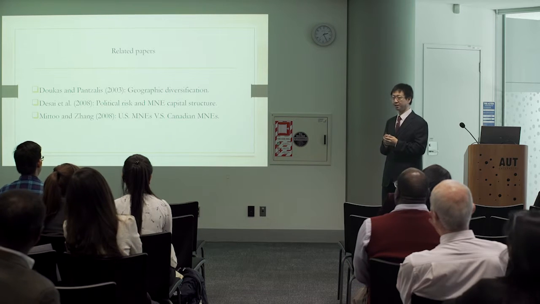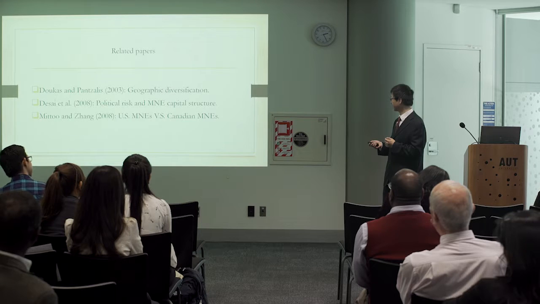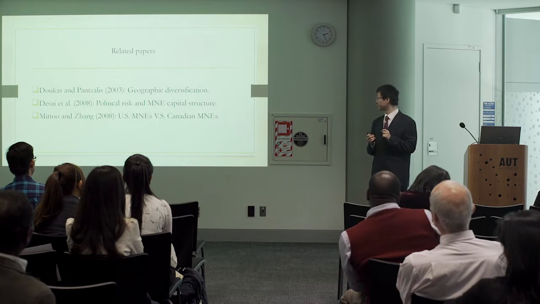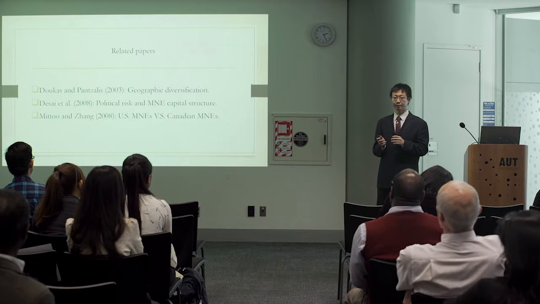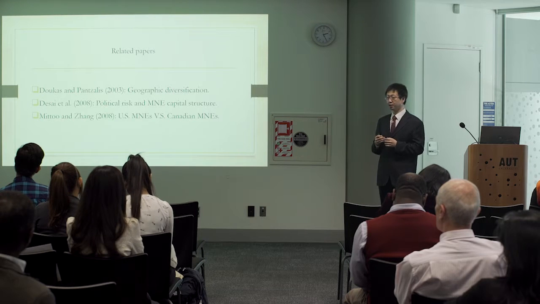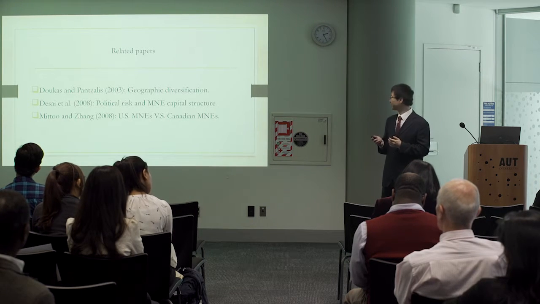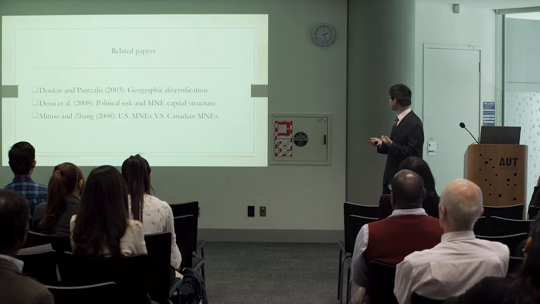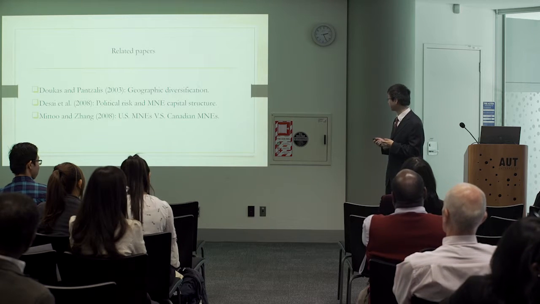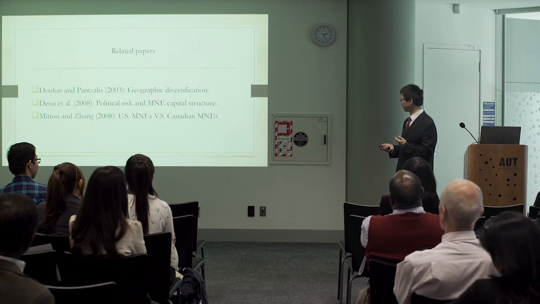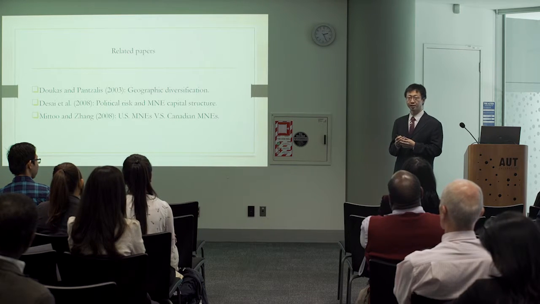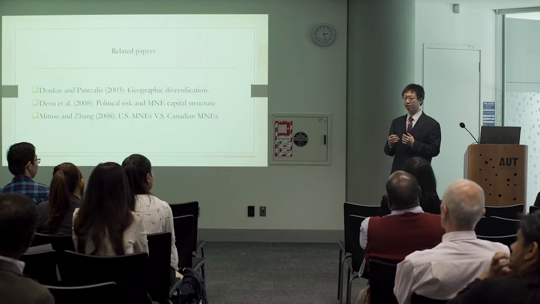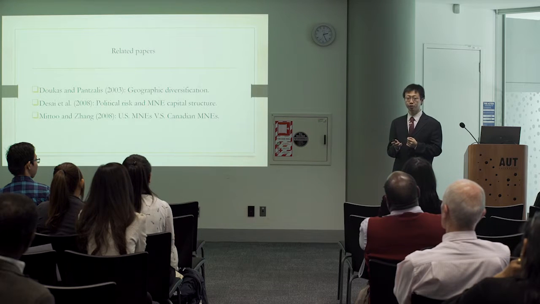And our paper is similar to some other studies, like Dokas and Pantelis. They are looking at geographic diversification, and they investigate how geographic diversification of the company affects its capital structure. And also there is a 2008 study looking at the political risk of the subsidiaries. Political risk is a kind of formal institutional factor, and they look at how these formal institutional factors affect multinational capital structures. And the other study, Motto and Zhang, compares the U.S. multinational firms and the Canadian multinational firms, and they find that although they are located in culturally similar settings, their capital structures are also different.